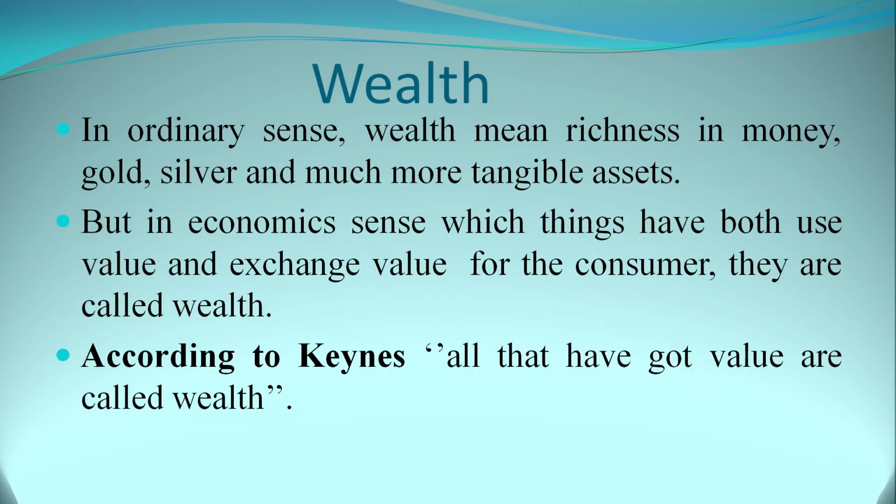So, according to Adam Smith, it was material things. All the material things which are visible and tangible, they are wealth in economics, according to Adam Smith. But in ordinary sense, in common sense, we feel wealth means richness in gold, asset, property, money.